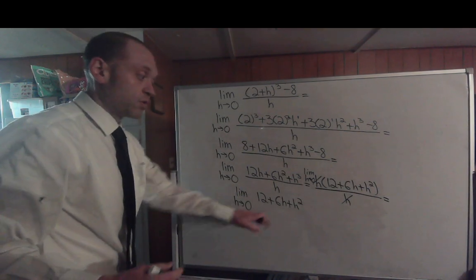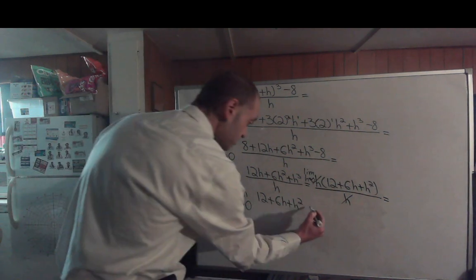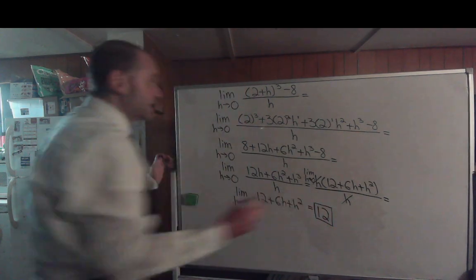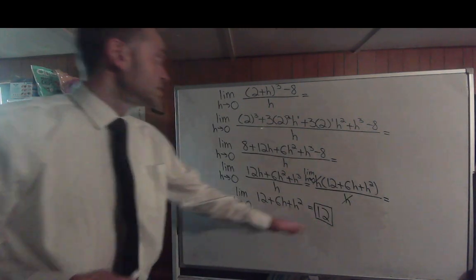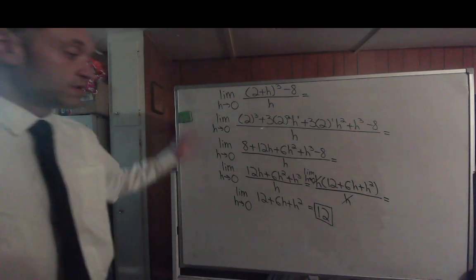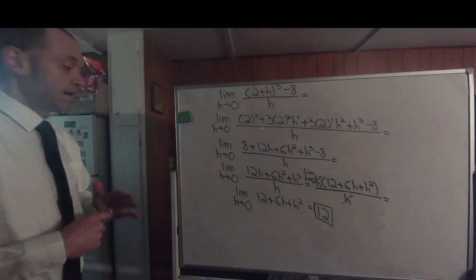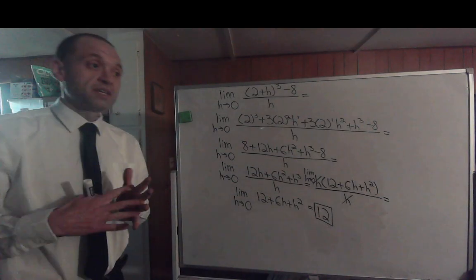Now we have a form we can use direct substitution. Just put the zeros in for h, you just get 12. So your limit in this case is going to end up going to 12. So the limit of this function would in fact be 12 as it approaches 0.